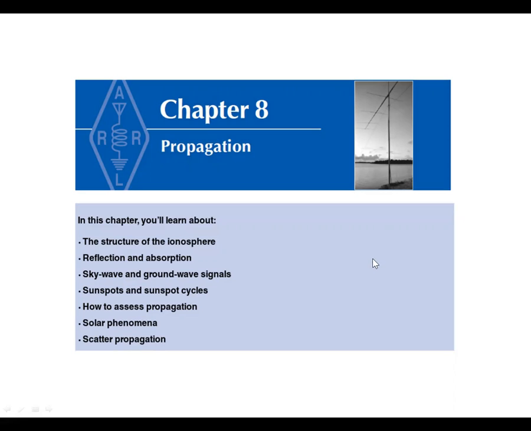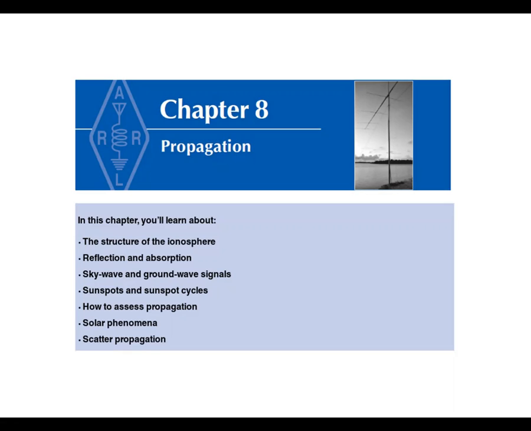Okay, we'll get into chapter 8 now on propagation. What we're going to take a look at is the structure of the ionosphere, talk about reflection and absorption of electromagnetic waves in the atmosphere, and study a little bit about the sky waves and the ground wave signals, and sunspots and sunspot cycles, how to assess propagation, solar phenomena, and scatter propagation.